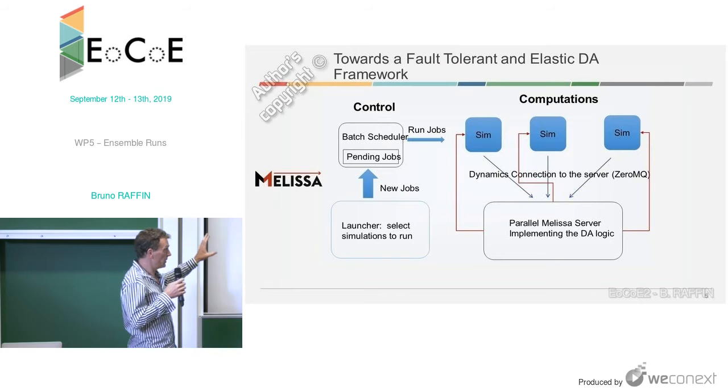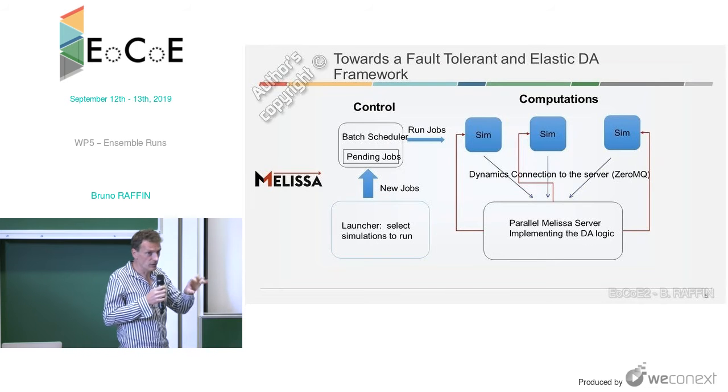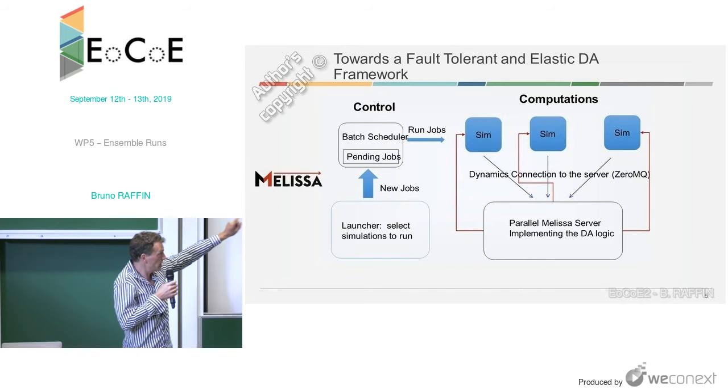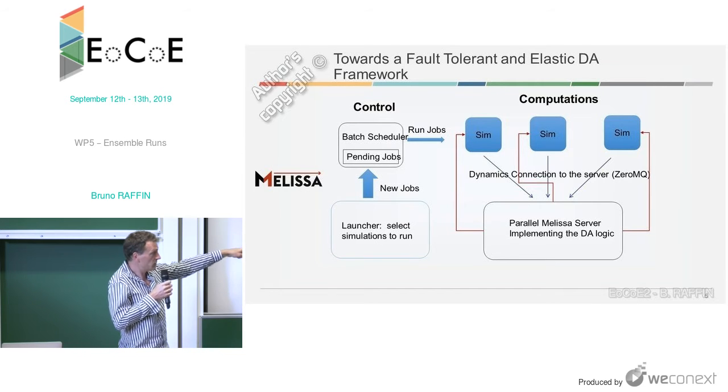So Melissa is different in the sense that every single member is basically submitted to the batch scheduler as a standalone MPI simulation. So you don't aggregate all the members in one big MPI job. Every blue box here is a different simulation with different input parameters. You have the different members. And then we have what we call the Melissa server, that is another MPI code, but also independent.